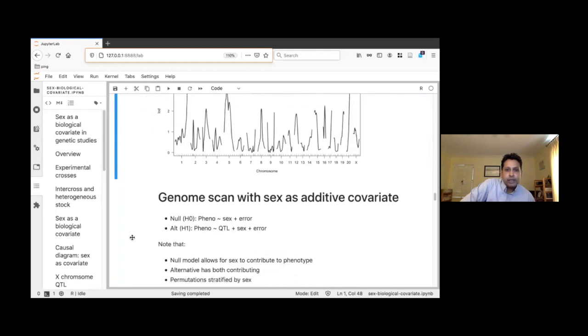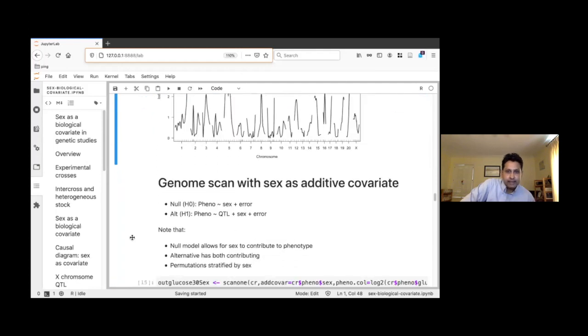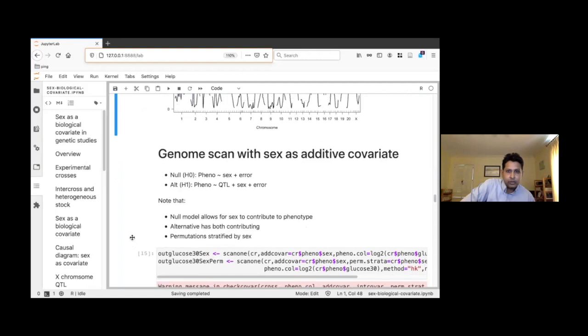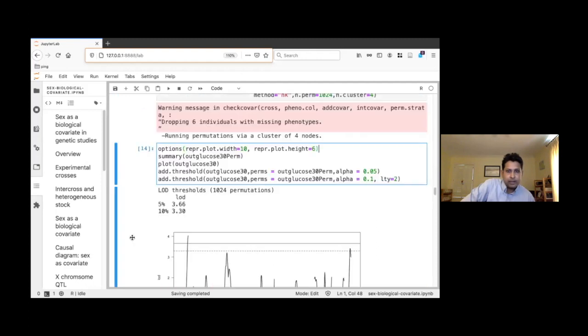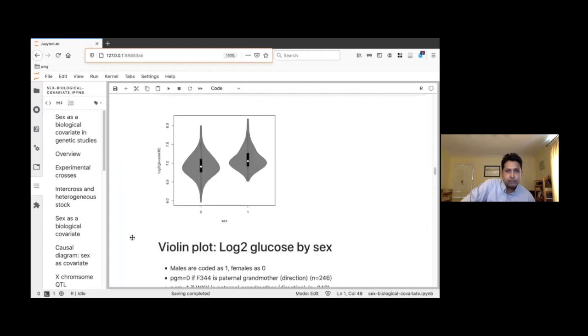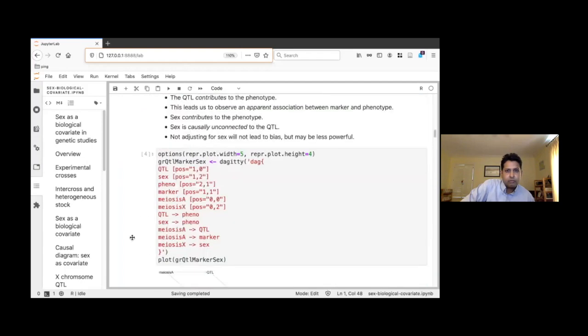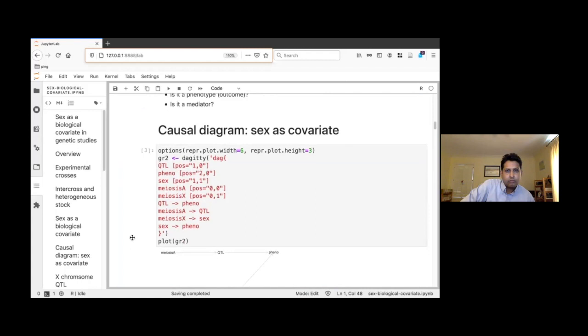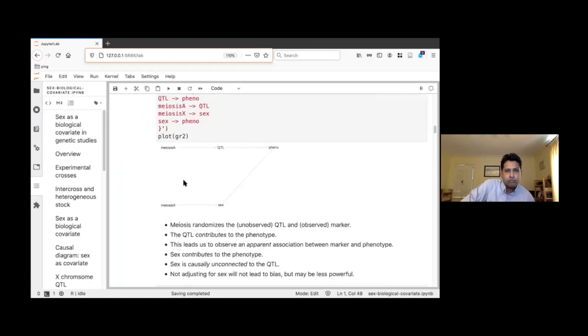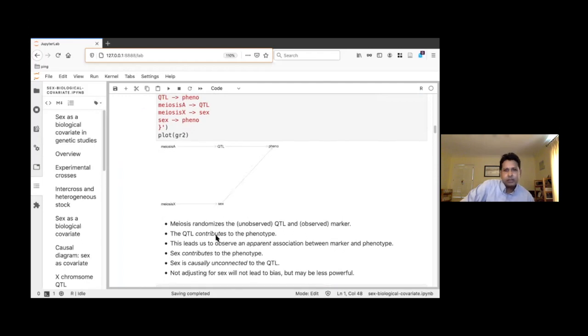So now let's look at sex as an additive covariate. So here we are thinking of this scenario. So here adjustment is really to enhance the signal, not so much to reduce bias.